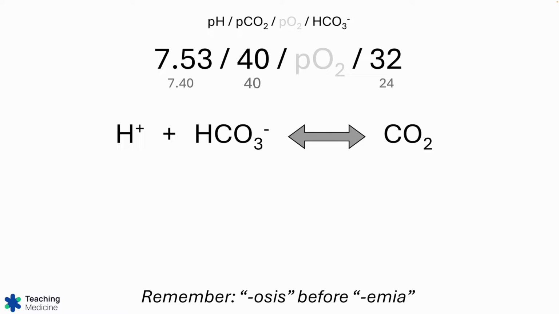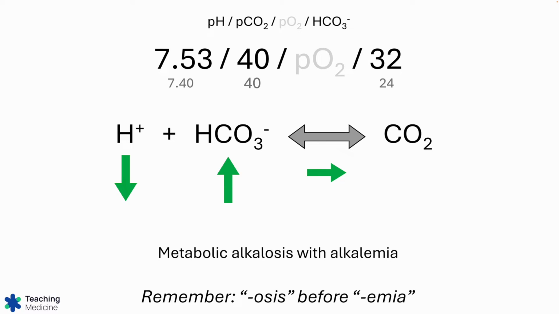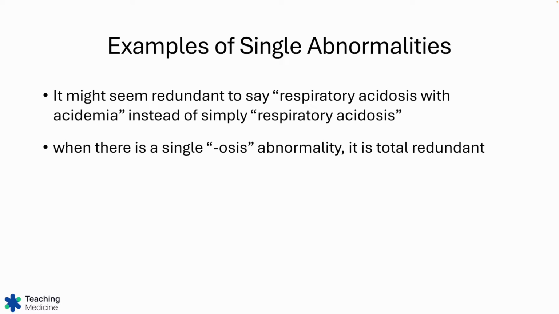And our final example, looking at numerical values, we have a pH of 7.53, PCO2 of 40, and a bicarb of 32. The PCO2 is normal, so there's nothing to do there. A bicarb of 32, pardon me, the arrows came in the wrong way. Bicarb is up. This is going to shift to the right. That's going to consume hydrogen. The hydrogen will drop, and we're going to have a metabolic alkalosis with alkalemia.